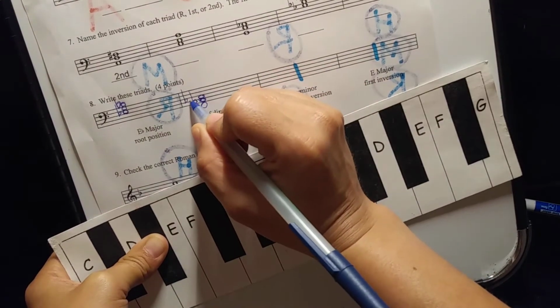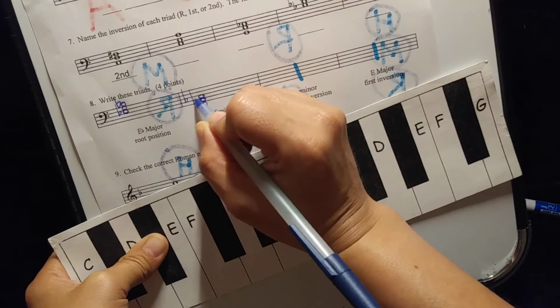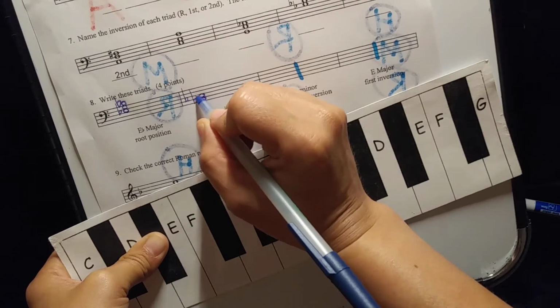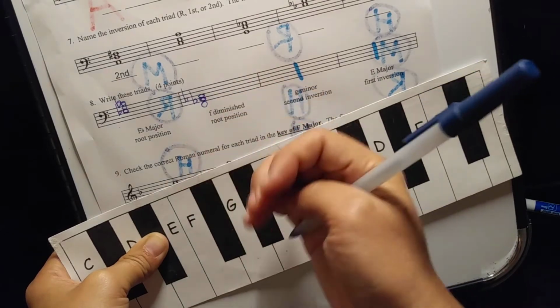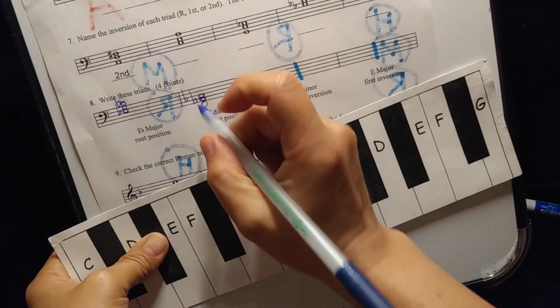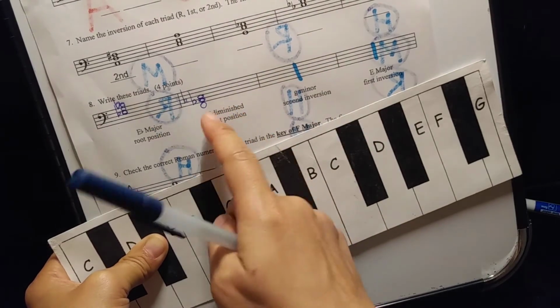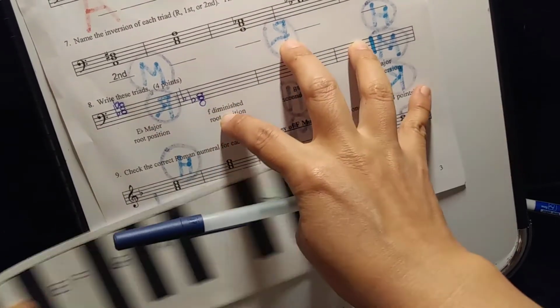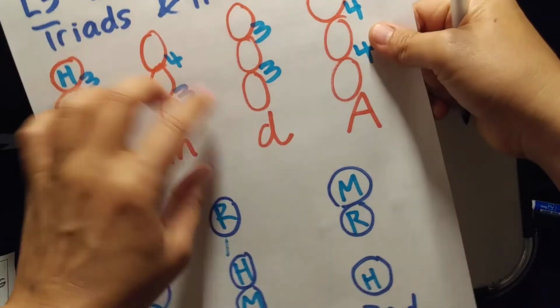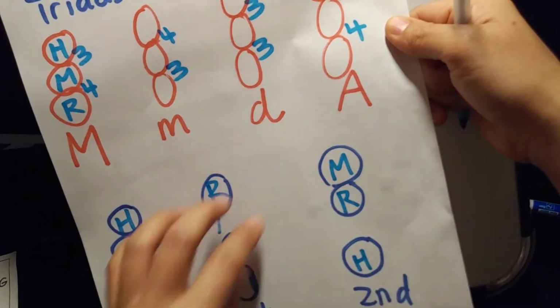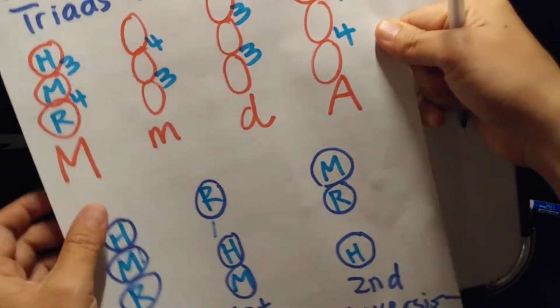If you are running out of space, you can write your flats a little bit farther away so that they are not all crammed together, so that it's clear that the C has a flat and the A has a flat. That's your F diminished root position. So in this case, you are doing the combination of diminished and root. There's always one of those here and one of those here. Just remember, it's a combination.